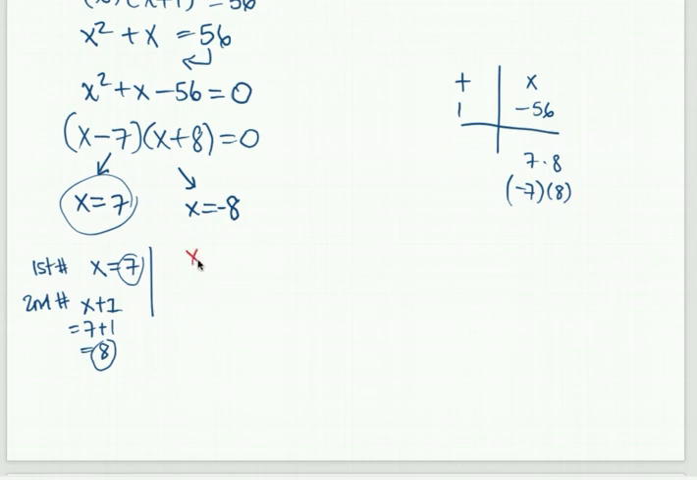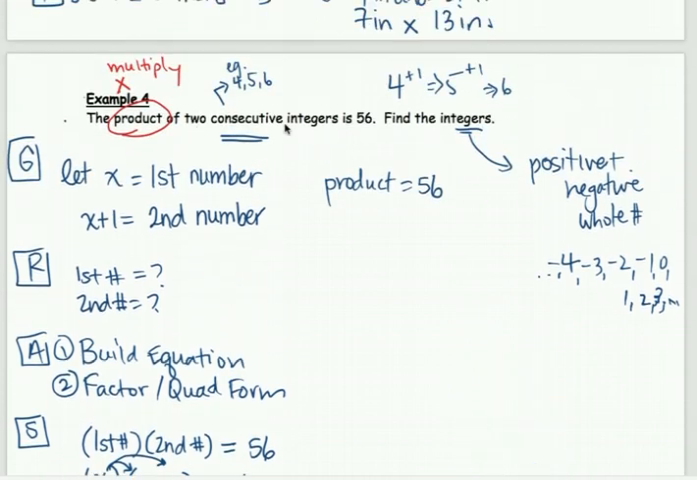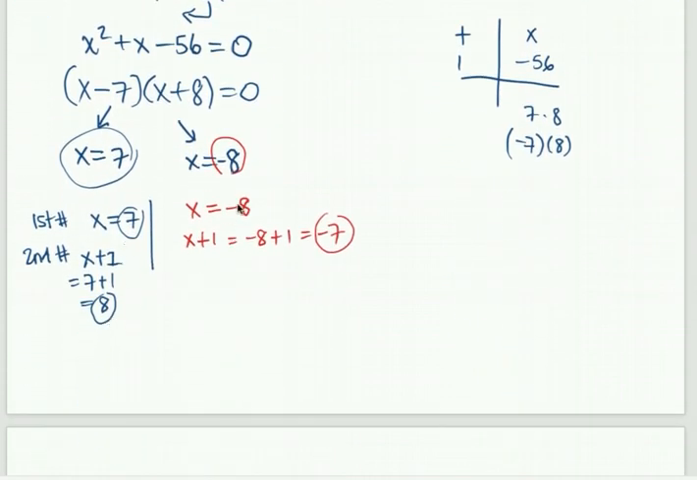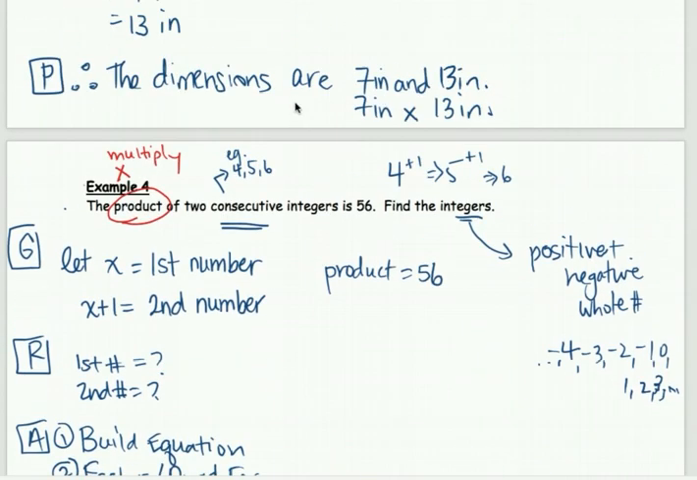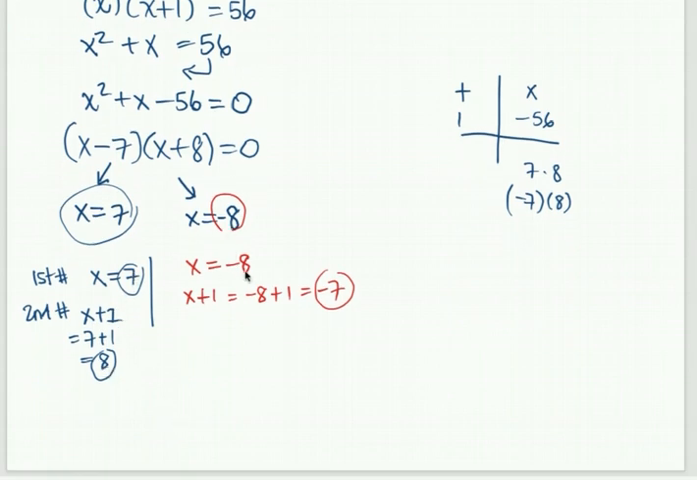Now, what if we take the other answer? What if the first number is negative 8? The second number is x plus 1, so if I put that in, I get negative 7. Now if we go back and double check the problem, we need two numbers that are consecutive, one after the other, and they have to multiply to 56. Do you agree that 7 and 8 multiply to make 56, and negative 8 and negative 7 multiply to make positive 56? So yes, they both work.